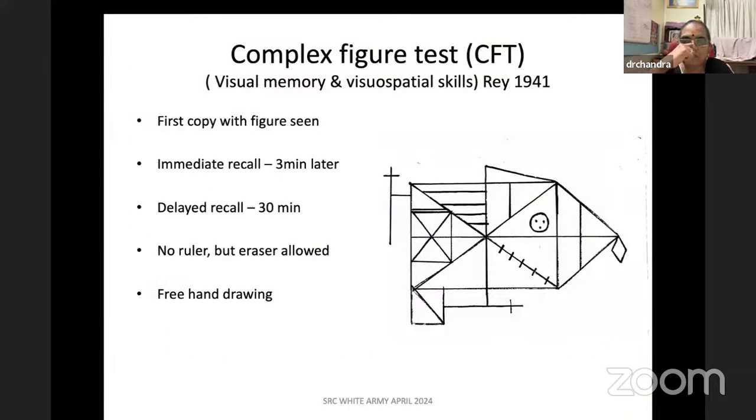And this is the complex figure of Rey. This is for visual memory and visuospatial skill. So this patient has to see this and first copy, then keep it in mind and recall how much is omitted. That will say how much was his visual perception and retention. And delayed recall of the same image after 30 minutes. They should not use a ruler or eraser. They have to do freehand drawing. First copy, then at 3 minutes, then at 30 minutes. That helps you in this complex test to know how many lines he has fixed in his mind.